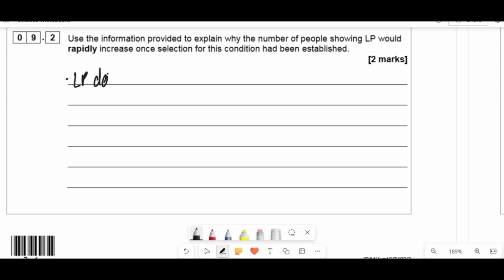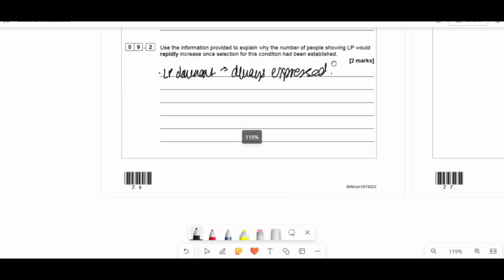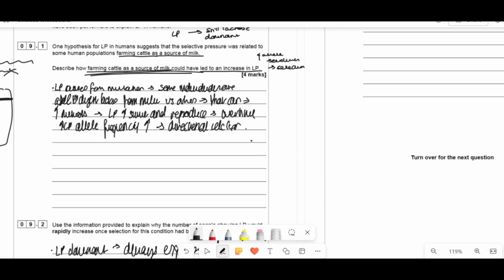So LP is dominant, which means that it's always expressed, even with one copy. And that makes sense, because if you had to have two of them, then very slowly, yes, over time, if you had both of them, you'd survive and reproduce. But here, you just need one and you're sorted.